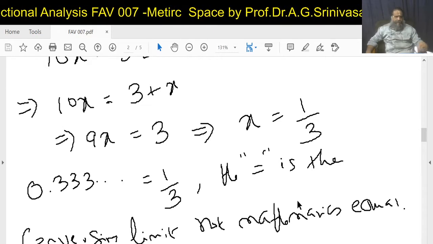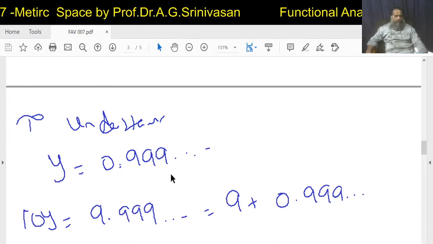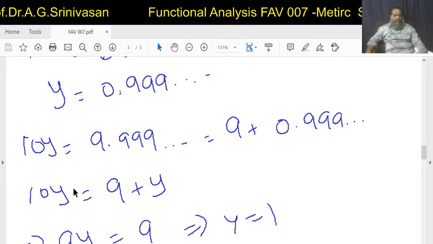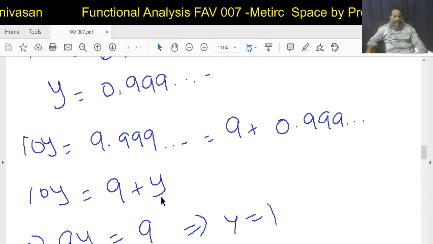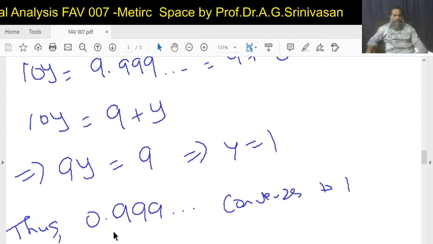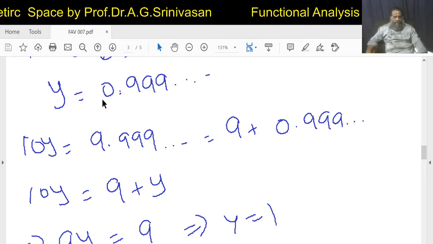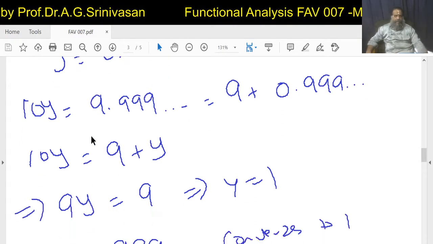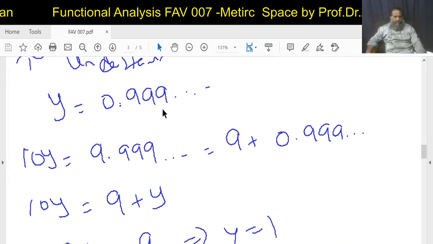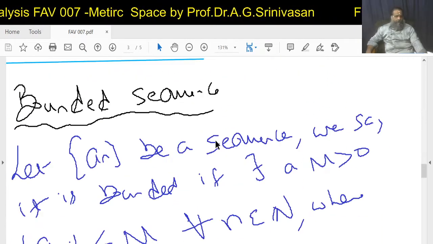To understand this in a better way, I will take one more similar example: y equal to 0.999... So 10y equal to 9.999..., which is 9 plus 0.999..., so 10y is equal to 9 plus y. So if we take this side, it's 9y equal to 9, but y is equal to 1. So 0.999 equal to 1. It's not fair. It's not correct. But what I mean by that is 0.999 converges to 1. That's what I'm saying. It converges to 1. Though we write 1 is equal to 0.999 in the mathematical world, it means convergence because it's an infinite sequence. Please remember that.